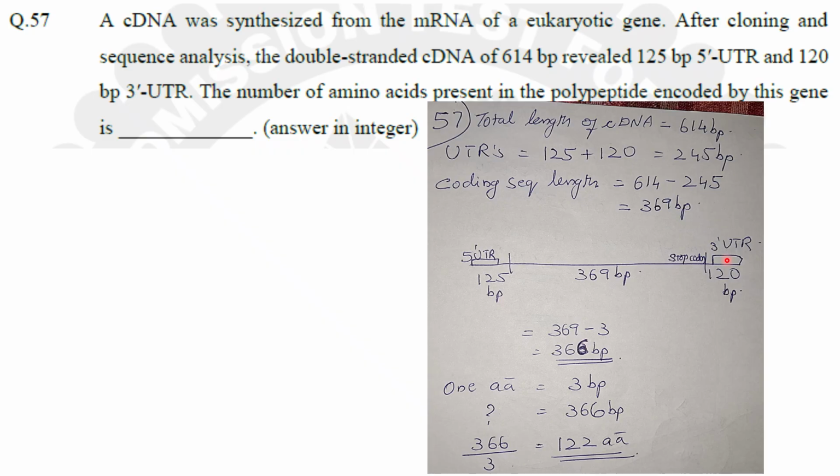Now this coding sequence will have a stop codon also, which will not code for any amino acid. UAA, UAG, UGA will be there. Now there are 3 nucleotides in the codon, so minus 3 you have to do, so you will get 366 base pair. Now you know that one amino acid is coded by 3 base pair. It is codons that code the amino acid. Codons are triplets, so 3 base pairs will code for one amino acid. So 366 base pair divided by 3, that is 122 amino acids.